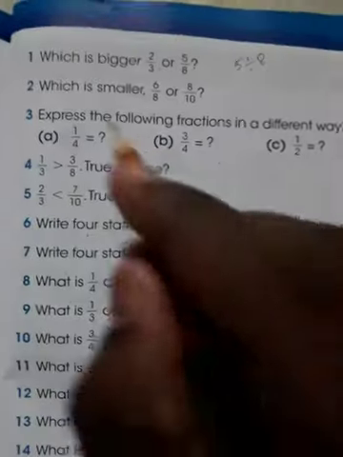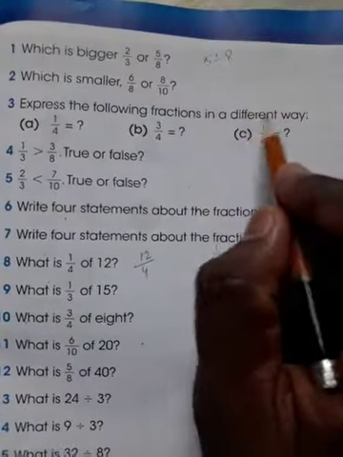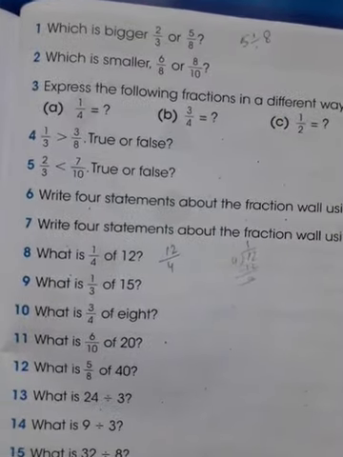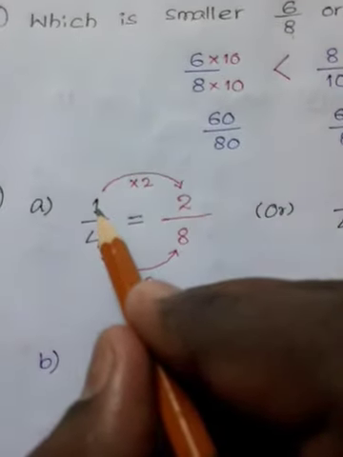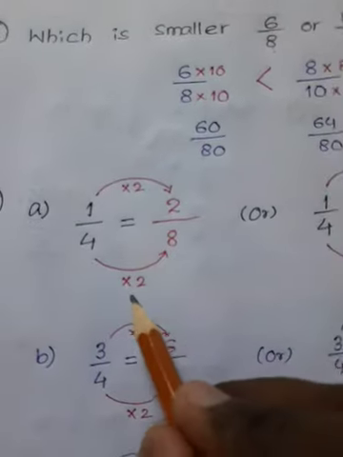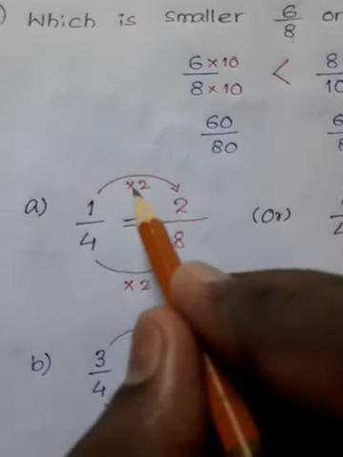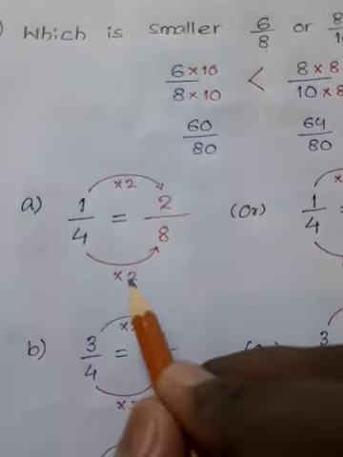Now coming to question number 3. Express the following fractions in a different way. So 1 over 4. That means you have to write one more fraction. Remember, if you multiply the numerator by 2, the denominator also is multiplied by 2. So 1 times 2 equal to 2. 4 times 2 is 8.